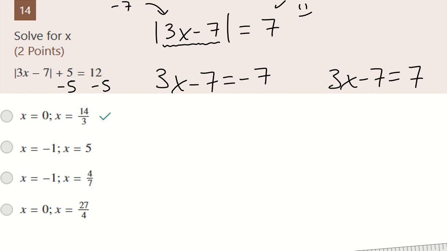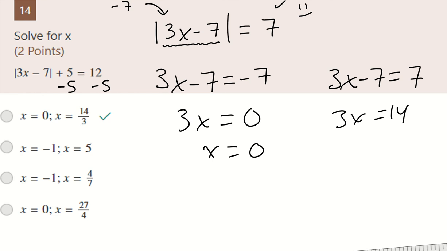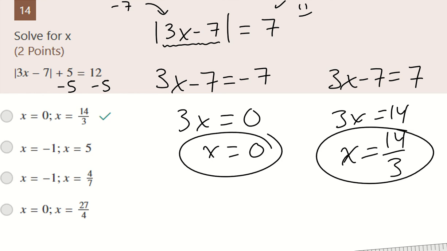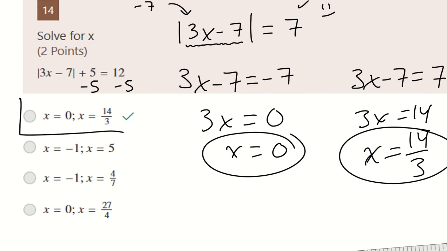And again, simple equations to solve, right? I'm just going to add 7 to both sides. When I do that first, I get 3x equals 0. Therefore, x is 0. And on the other one, I get 3x is 14. Therefore, x is 14 thirds. So my solutions are 14 thirds and 0, which is right there. And the order could have been different on your test, but that's the one we should have selected.